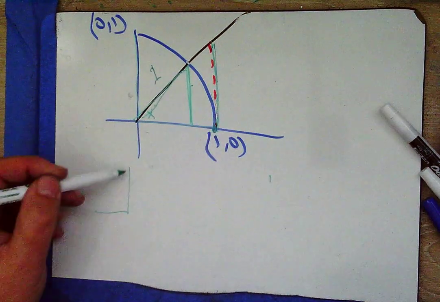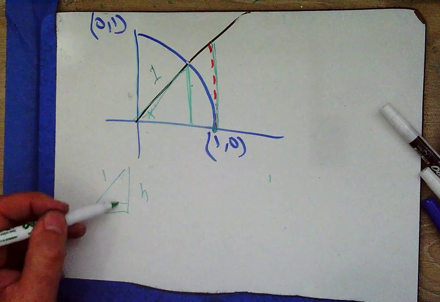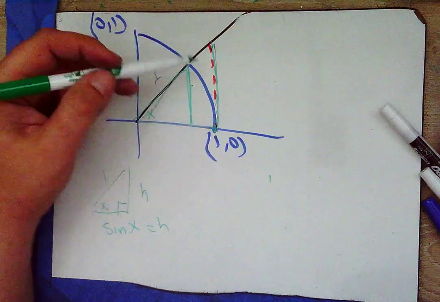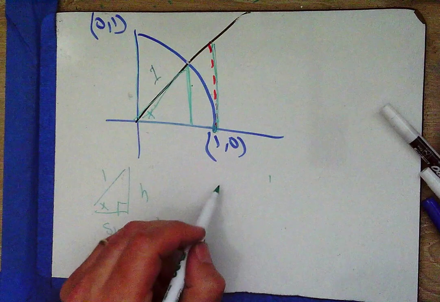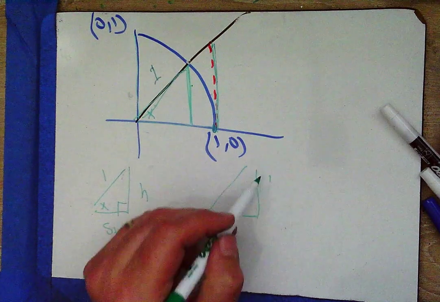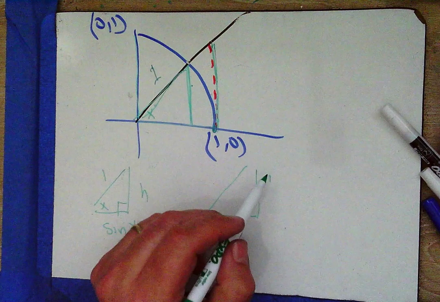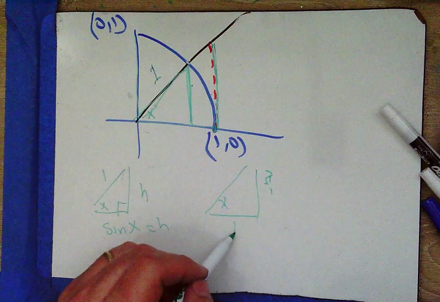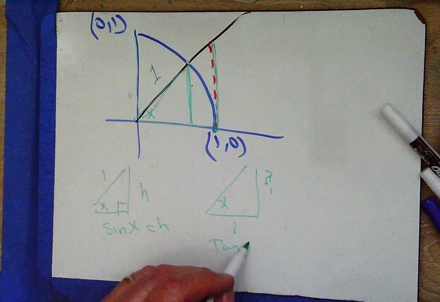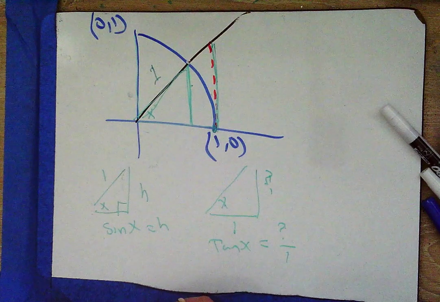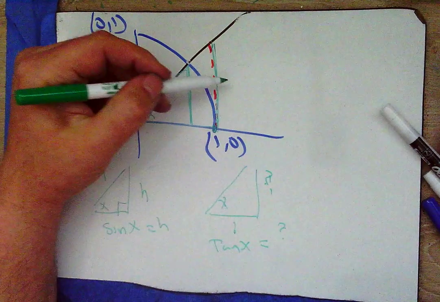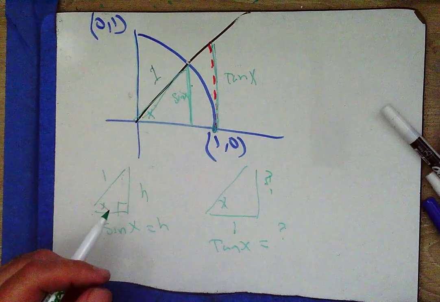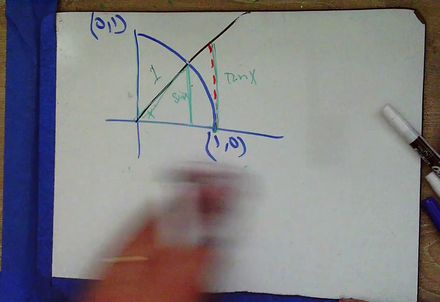Okay, small triangle first. X, 1, H. I get sine of X equals H. Great. Now, this one. I see this big triangle, and I say, okay, big triangle has a 1 here, has a question mark here, and an X. What trig function uses opposite over adjacent? Tangent does. So the tan x is question mark over 1. So question mark is tan x. So I know this is tan x, and I know that this is sine x. Great. Is that part okay? Yeah, just wait. Here it comes.